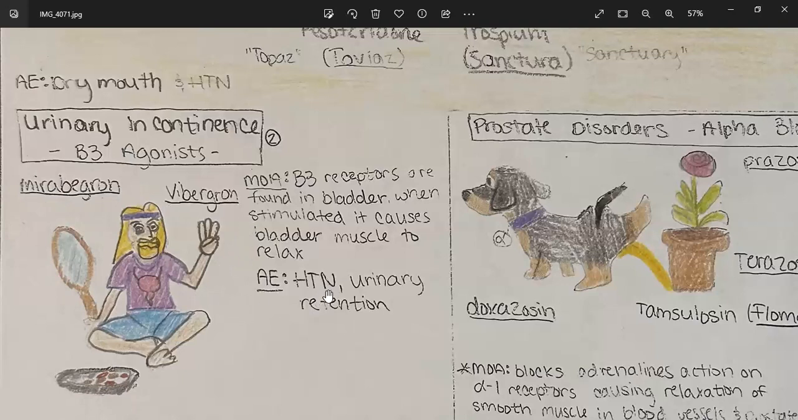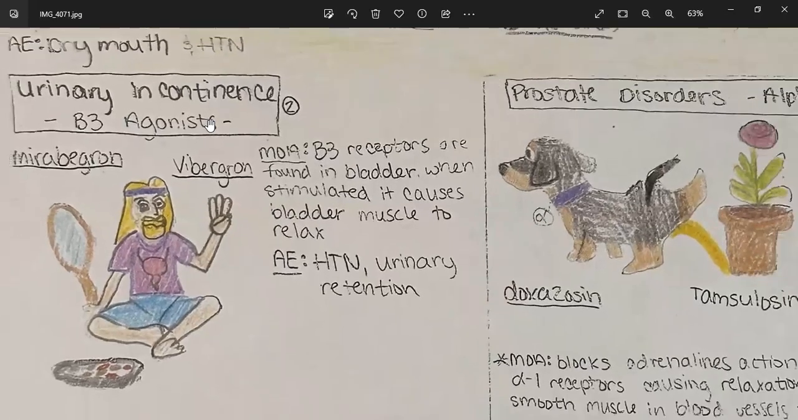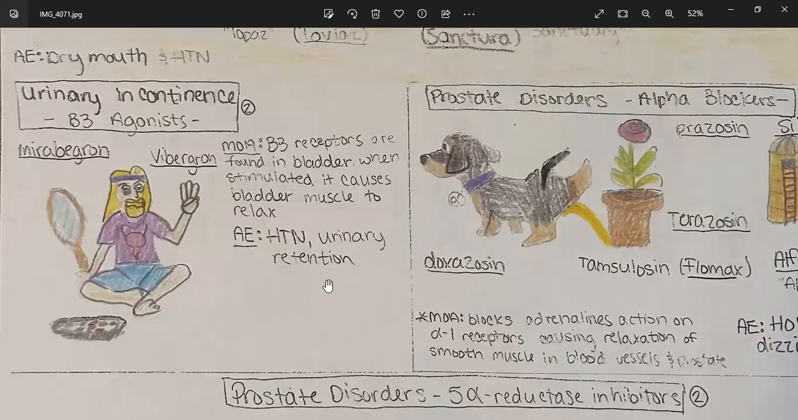Adverse effects are hypertension, which is not shown, and then urinary retention, which is the inability to completely empty your bladder. So again, he's got a bladder on his shirt, and that's just to help you remember incontinence, but it could also help you remember urinary retention.